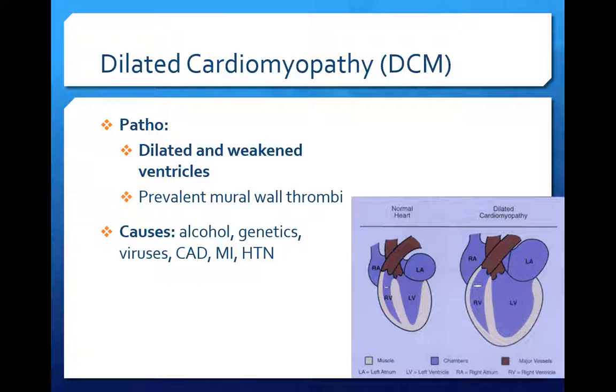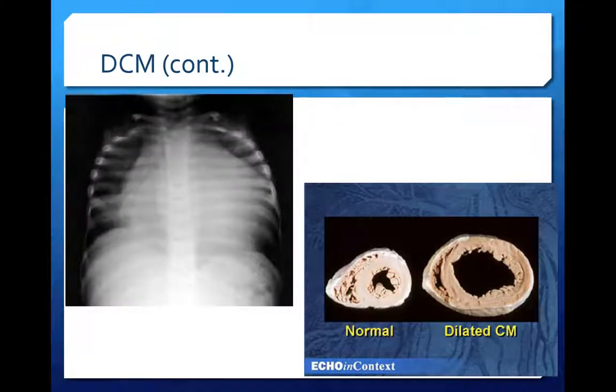And the decreased cardiac output from inadequate pumping of the heart causes the patient to experience dyspnea on exertion, decreased exercise capacity, fatigue, and palpitations. And they can have a risk of mural thrombi as well. And if you see on an x-ray, you'll see the dilated size of the heart. And if you look at a normal versus a dilated cardiomyopathy patient, look at their ventricles, you'll see that the size is enlarged with the dilated cardiomyopathy.